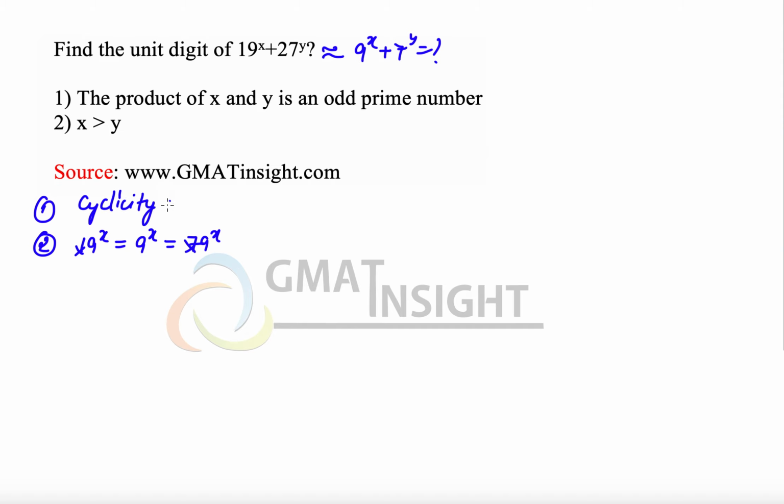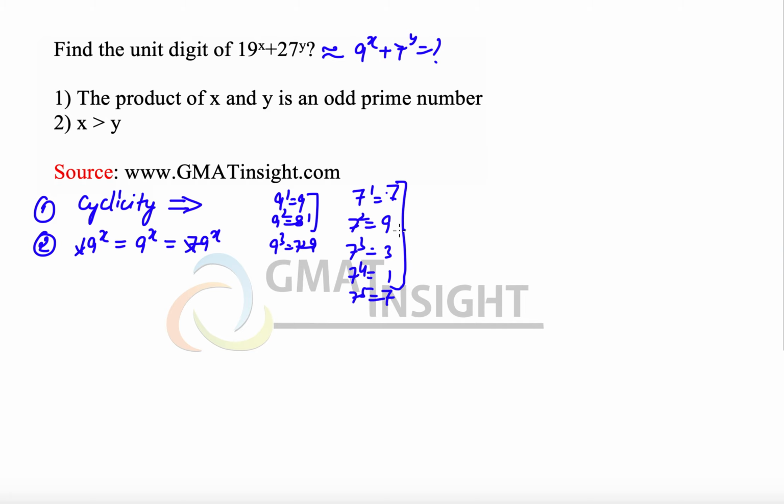Cyclicity is a principle in which we study after how many powers the unit digit repeats. For example, in case of 9, the unit digit repeats after every 2 powers. 9 to the power 1 is 9, 9 square is 81, 9 cube is 729, so after 2 powers the unit digit has repeated. Similarly, in case of 7, the cyclicity is 4. 7 to the power 1 is 7, 7 square is 49, 7 cube is 343, and 7 to the power 4 is 2401. 7 to the power 5 leaves us with unit digit 7 again. That means the unit digit of 7 repeats after every 4th power. These are the cyclicities. Now we will quickly move on to answering the question.